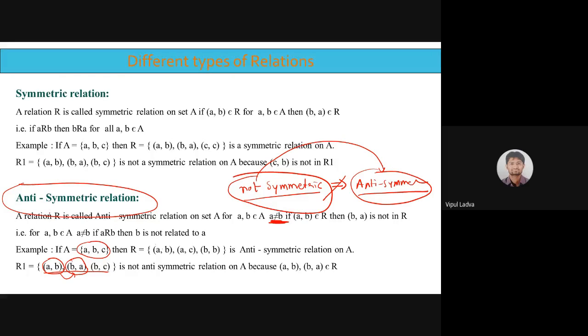For the anti-symmetricity, the definition is like this, is it? And this is one of the examples. A comma B is there, B comma A is there, so it is not an anti-symmetric relation because both these are present. Are we clear on this?